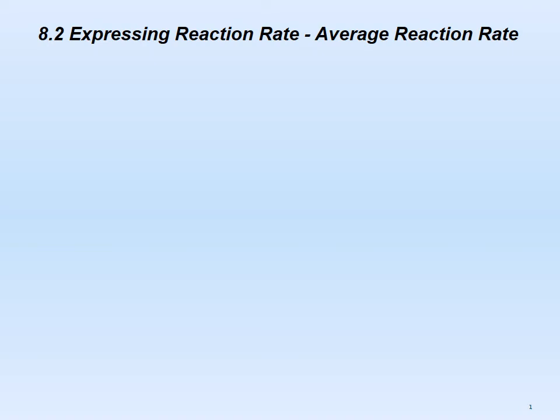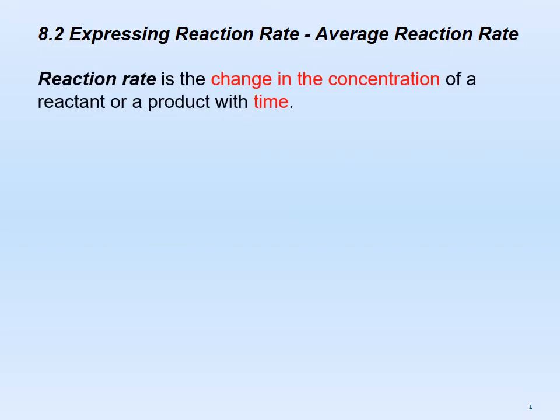Reaction rate can be expressed in different ways. One way is average reaction rate, which is the change in the concentration of a reactant or product with time. Note that rate is a positive value. Take, for example, a chemical reaction in which reactant A is converted into product B. Rate equals negative delta concentration of A over delta time.